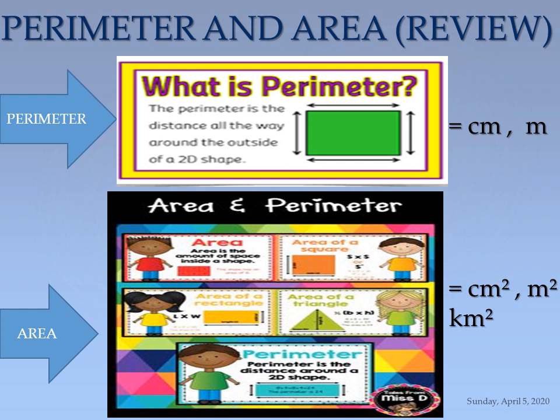Now, what is the difference with area? Area is a measurement of the space inside a shape. Inside a shape. Do you see that area is the opposite of perimeter? Perimeter measures all the way outside, and area measures all the space inside a shape, a rectangle, a square, or probably a triangle, or even a trapezium, or any shape we're asked to find the area.